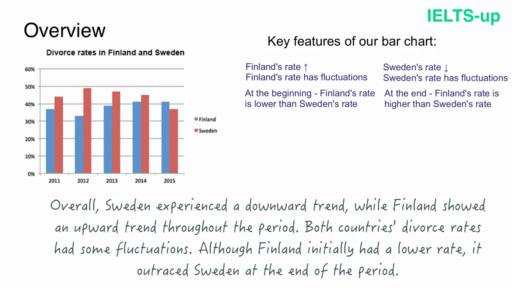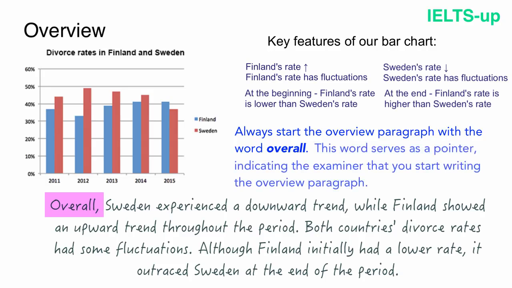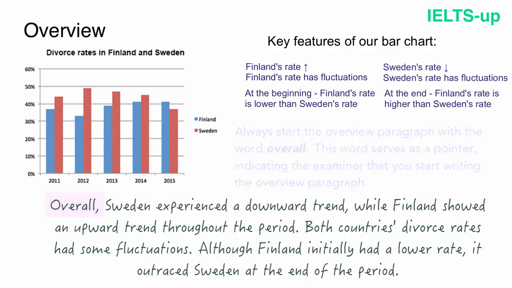Overall, Sweden experienced a downward trend, while Finland showed an upward trend throughout the period. Both countries' divorce rates had some fluctuations. Although Finland initially had a lower rate, it outraced Sweden at the end of the period. You can see that the first word I use is the word overall. Always start the overview paragraph with the word overall. This word serves as a pointer, indicating the examiner that you start writing the overview paragraph.